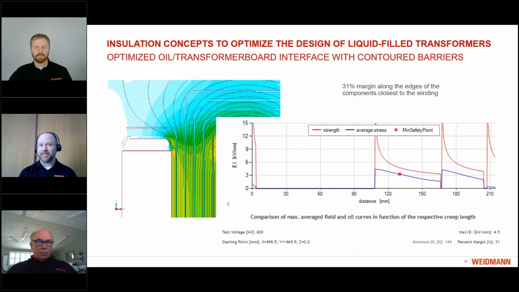And you can see here, just by changing from a sharp 90-degree radius to using appropriately sized and appropriately contoured insulation pieces, we went from a 14% margin to a 31% margin, which is much, much safer. Generally, you're looking for a minimum of 20 to 25% margin or greater, depending on the needs of the transformer, your voltage class, etc. So there's a lot of things to consider when doing this, but it should be considered to look at the contoured insulation because it can dramatically improve the reliability of the transformer.